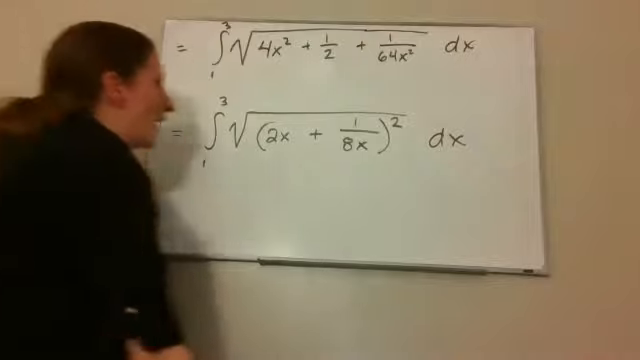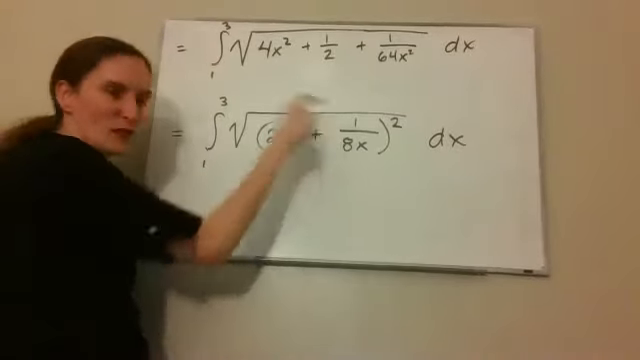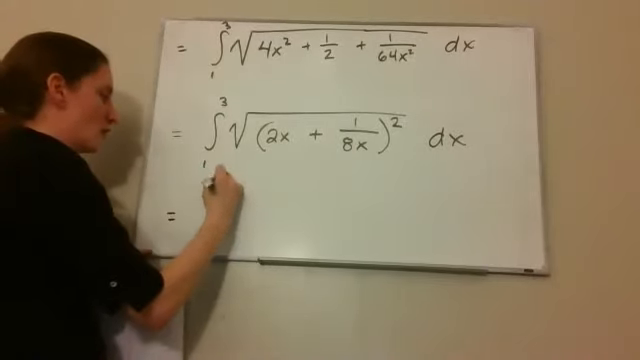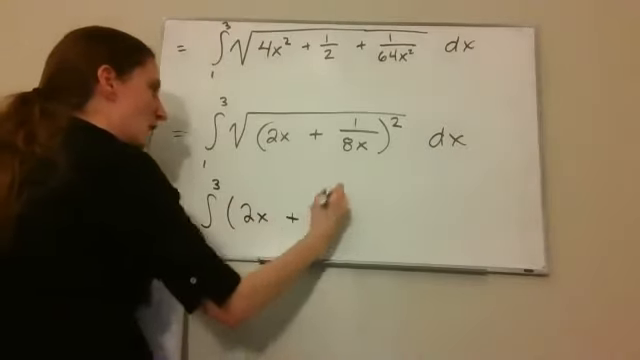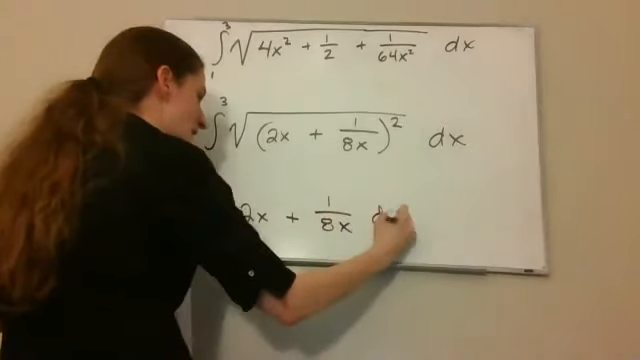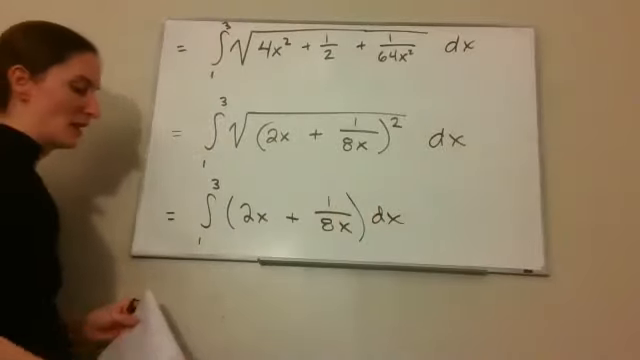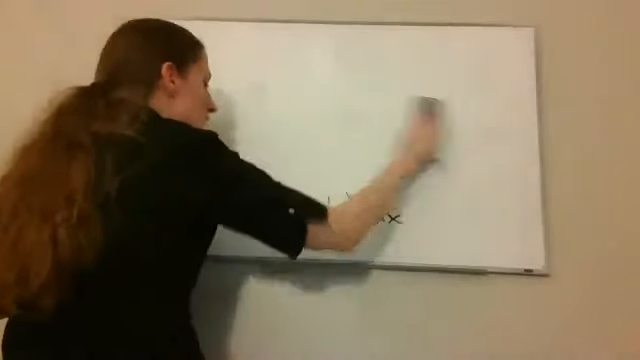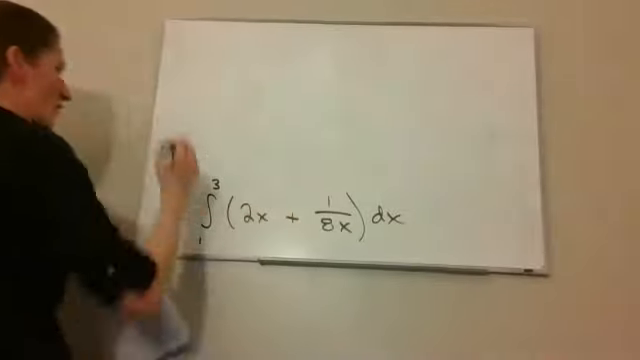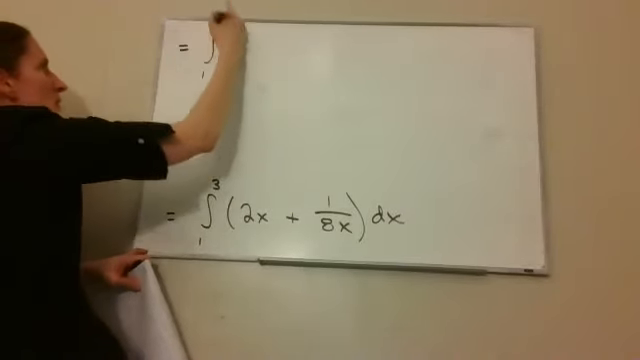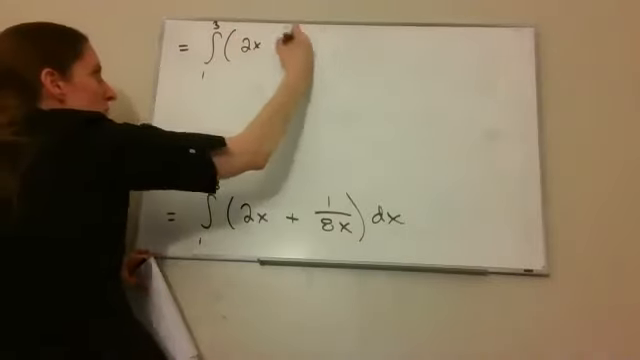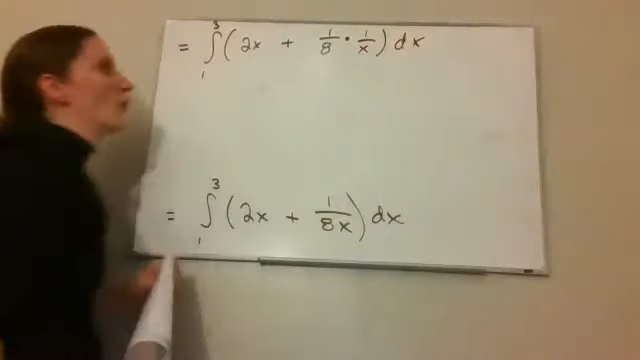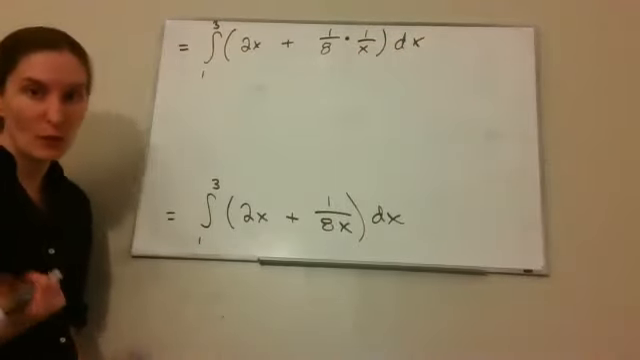Now, why do I care about factoring that? Well, because now I have a square root of something squared. The square root and the squared cancel each other out, and we get an integral from 1 to 3 of 2x plus 1 over 8x dx. This is something that we can now integrate. I'm going to rewrite it just ever so slightly. Notice that this guy, 1 over 8x, is the same thing as 1/8 times 1 over x.